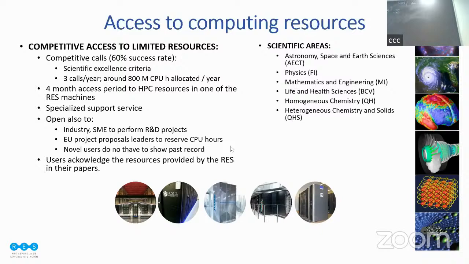We have these six scientific areas, so you have to put your project in one of these six scientific areas: astronomy, physics, mathematics, life, etc. You see that homogeneous chemistry and heterogeneous chemistry have been split in recent years, because we have some petitions in that respect.